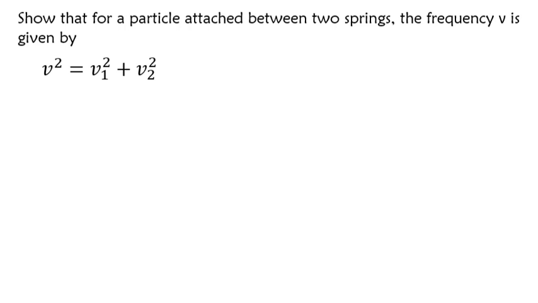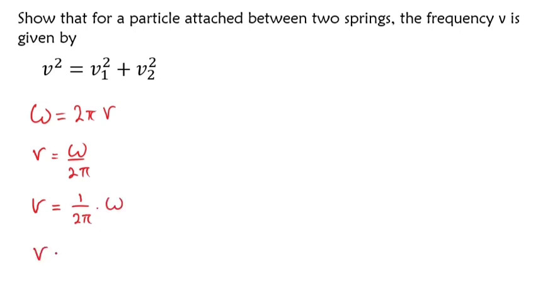Show that for a particle attached between two springs, the frequency is given by nu squared is equal to nu1 squared plus nu2 squared. So to start with, we know that omega is given by 2 pi times the frequency. So frequency, I'll use nu like this. If I make nu the subject of the formula, then nu is equal to omega divided by 2 pi. So frequency is equal to 1 over 2 pi multiplied by omega.